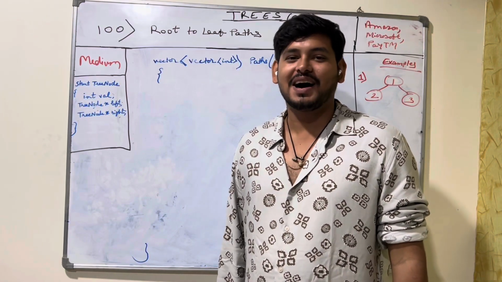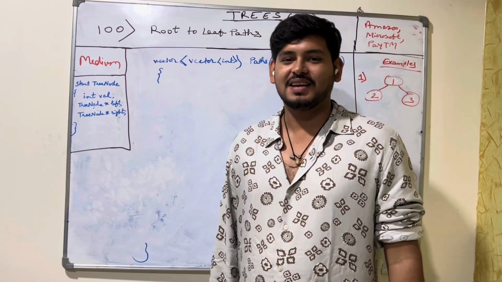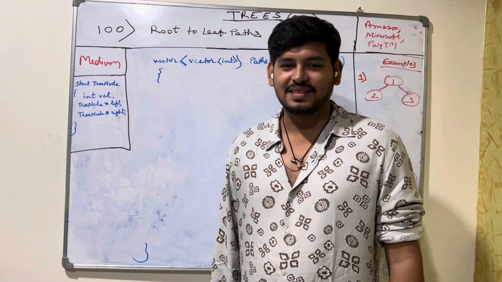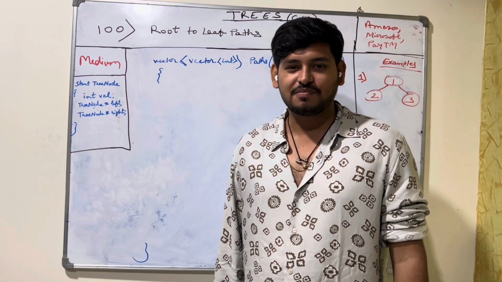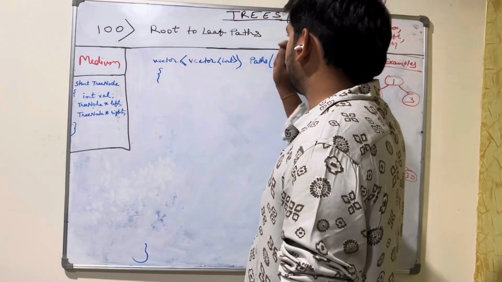Today we are going to solve the 100th question of the problem solving series and the 10th question of the topic trees. The difficulty level for this question is medium and this question has been asked in Amazon, Microsoft, Paytm and many other companies. So, root to leaf paths.